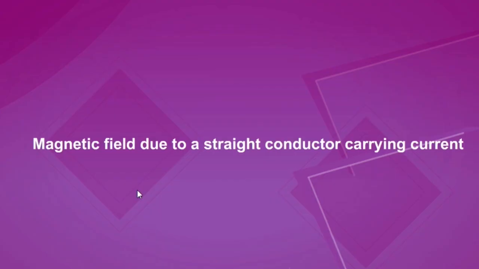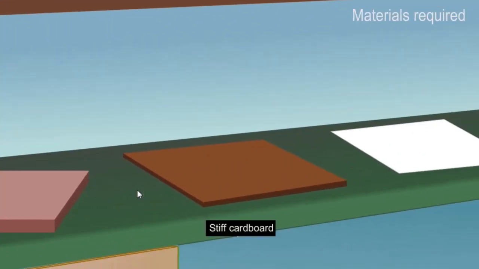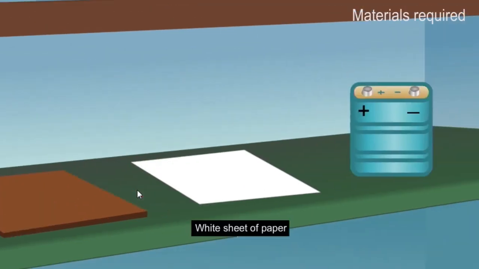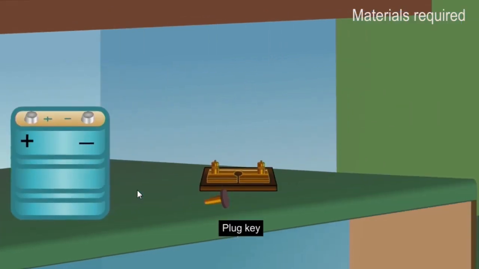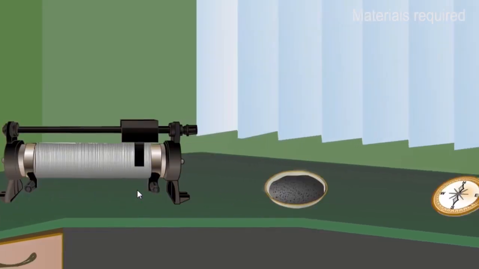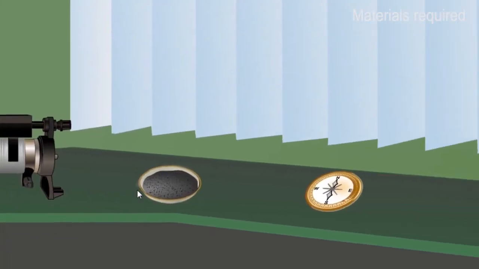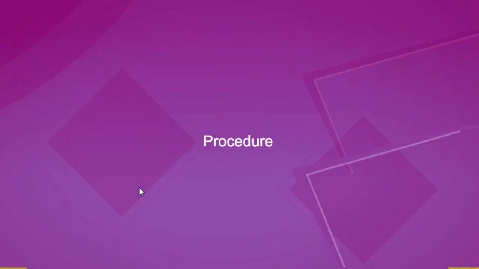Magnetic field lines due to a straight current carrying conductor. The activity requires the following material. What all is required? A wooden stand, a stiff cardboard, a white sheet of paper, a battery, a plug key, along with a variable resistance, that is a rheostat, some iron filings and a magnetic compass to show us the direction. Let us proceed with the working.